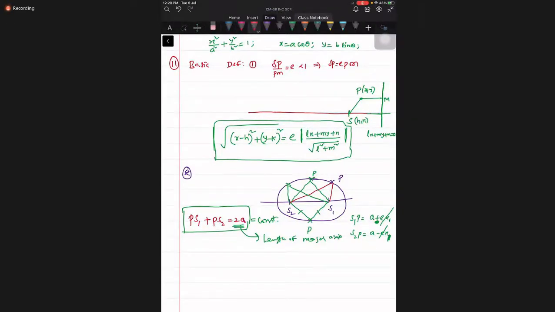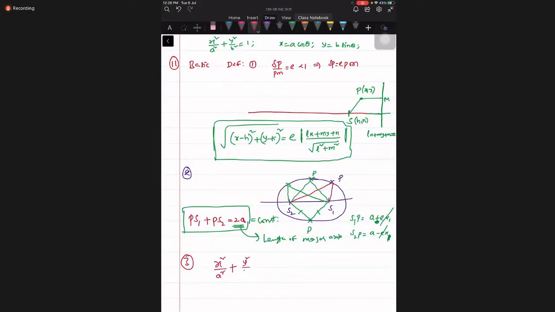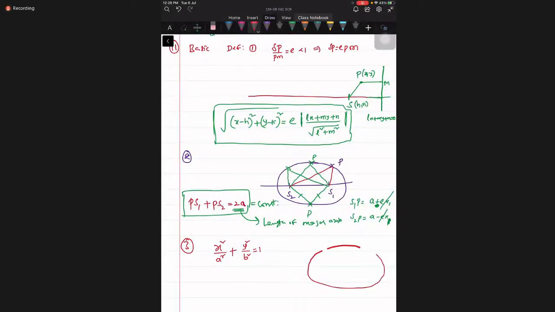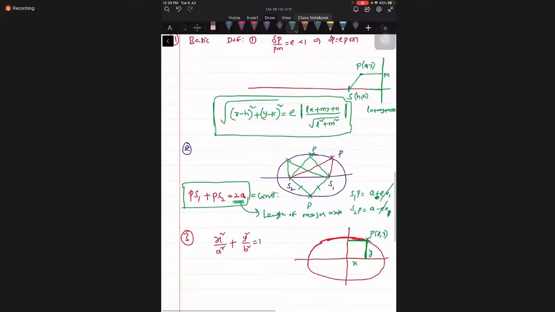Last, this is what I am discussing at the beginning only, students, for the parabola and this ellipse. So please understand, this is the equation of the ellipse. Now, suppose I take any point, students, any point x comma y. This is x and this is y. Please observe, this is very, very important.